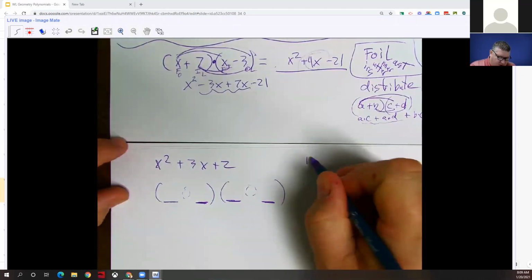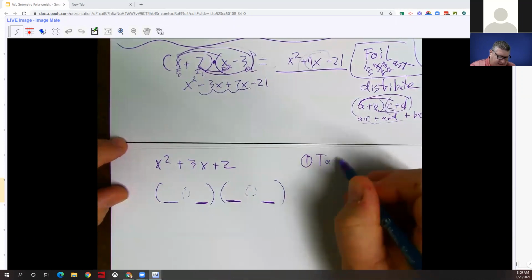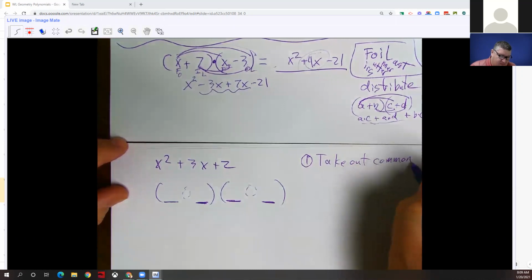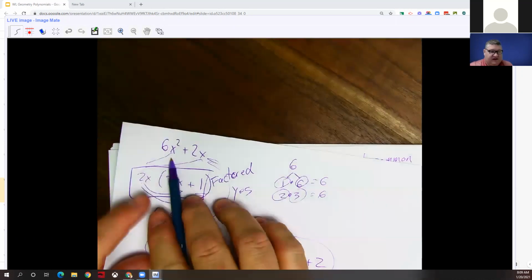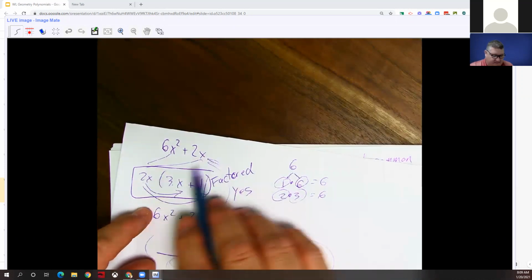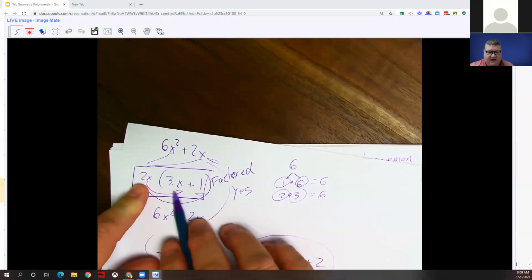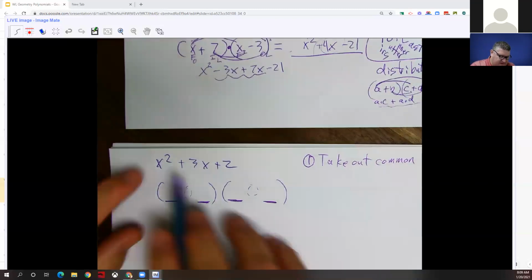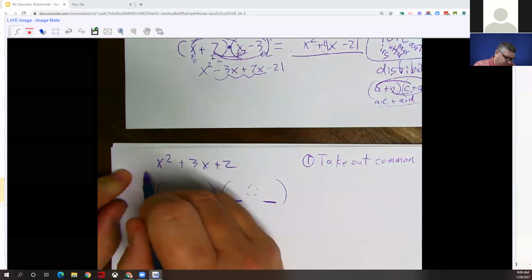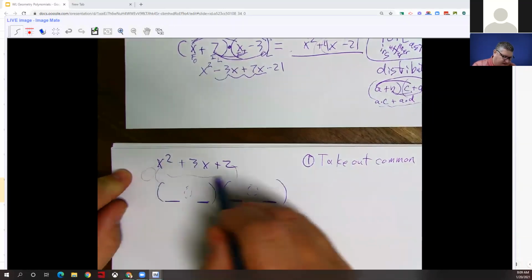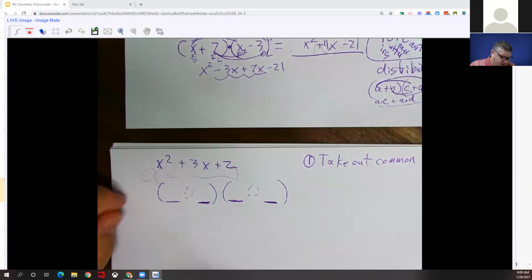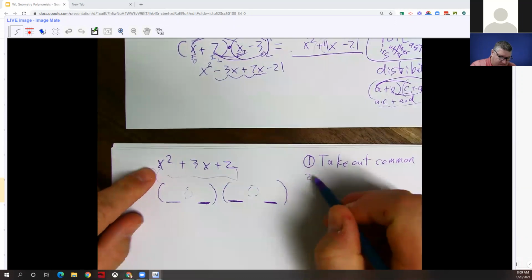So step number one is take out common. What that means is you do exactly this. If I'm going to break something down, I'm going to try to take out what I can and make what's left way more simple. In this case, there's nothing that I can take out front. There's nothing that I could take out front that would make it easier. So what we need to do is the next step.